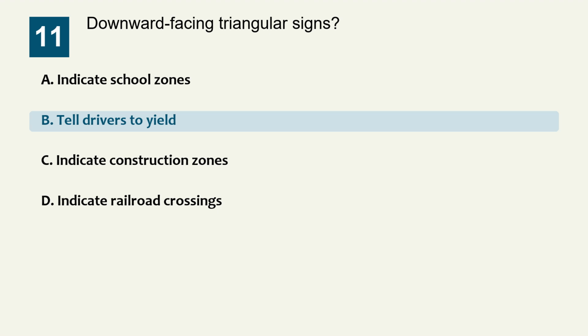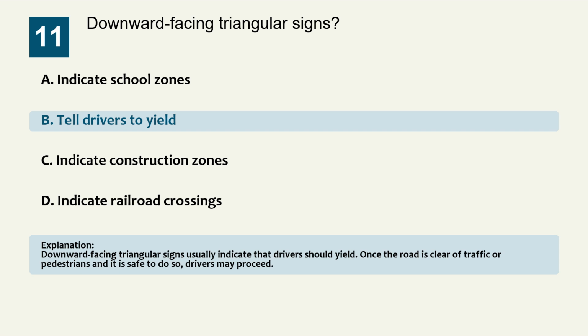The correct answer is option B. Tell drivers to yield. Downward-facing triangular signs usually indicate that drivers should yield. Once a road is clear of traffic or pedestrians and it is safe to do so, drivers may proceed.